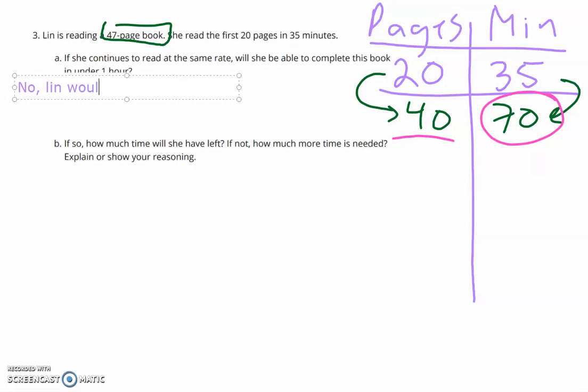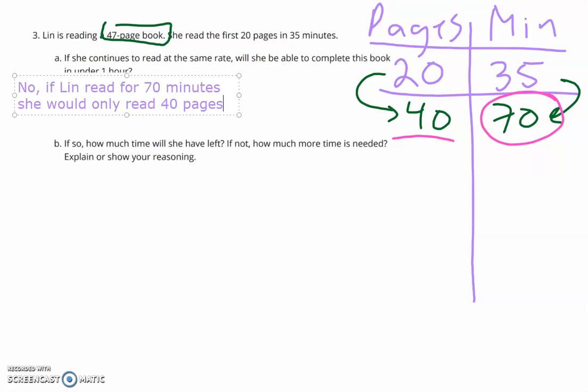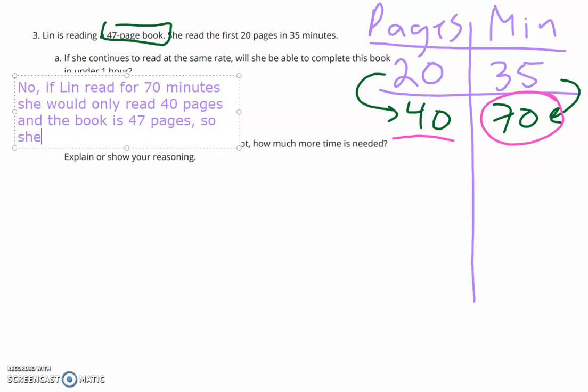Let's start over. No. If Lynn read for 70 minutes, she would only read 40 pages. And the book is 47 pages. So she could not finish the book in under an hour.